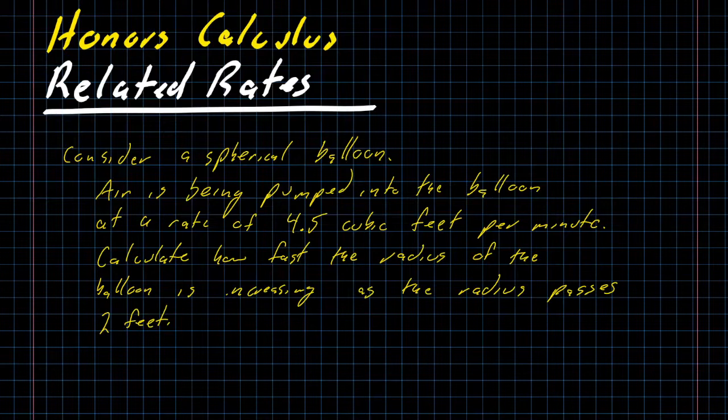We're pumping air into the balloon. We'll say that the rate at which we're pumping air into the balloon is 4.5 cubic feet per minute. And I want to calculate how fast the radius of this balloon is increasing as the radius passes 2 feet.